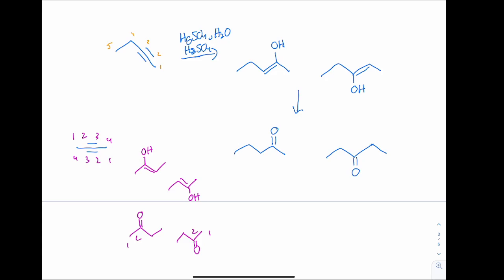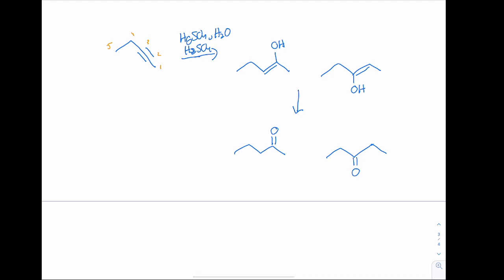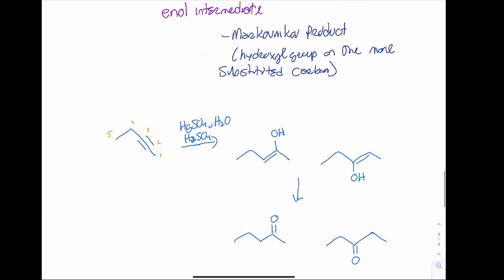So do be careful. If it's internal, meaning my alkyne is not on the end, it's somewhere in the middle, and it's symmetrical, I'm going to get only one product. If it's unsymmetrical, I'm going to get more than one product. So do be careful for that.